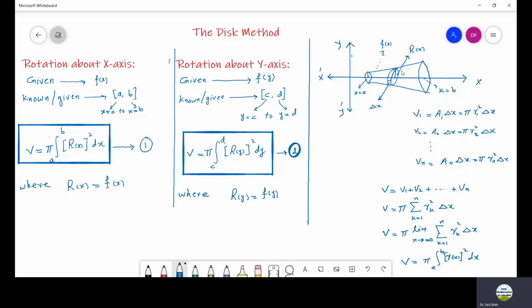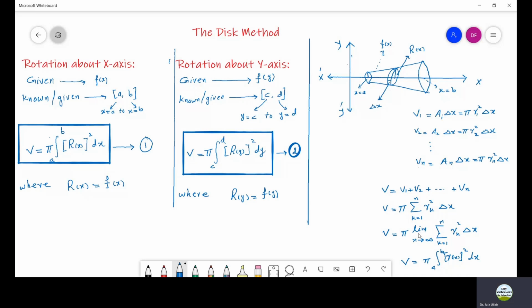Similarly, we can find another disk and we can find its volume V2. So V2 is equal to pi r2 square delta x. Similarly, we can find another disk and find its volume V3, which will be equal to pi r3 square delta x. And in a similar procedure, we can find volume of the nth disk, Vn. Vn is equal to pi rn square delta x. And now we add all these volumes. So we have V is equal to V1 plus V2 plus up to Vn. Putting the values, we get this thing.